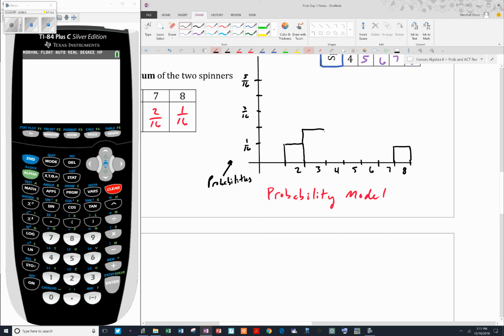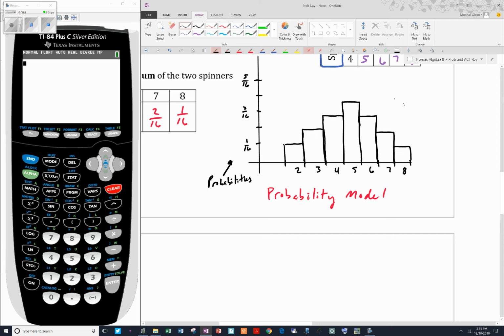And then we went up to 2/16. So these should be the same width. I'd have a little bit more time here if I wasn't being so rushed by the bell. It'll probably take a little bit more time. They should be the same width.